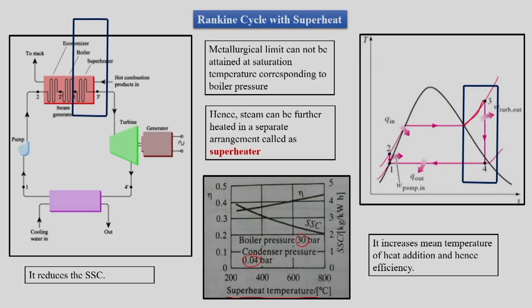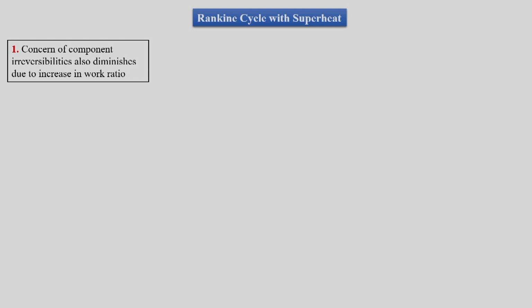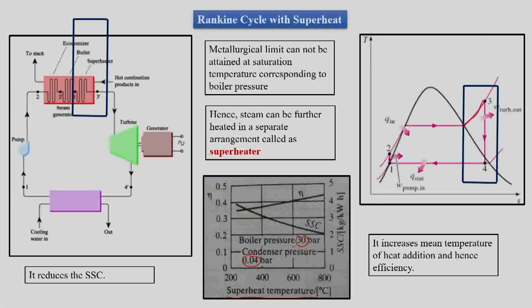at different temperatures. So, there are certain points to be noted with superheat, that concern of component irreversibilities gets diminished with increase in work ratio. As we can see, earlier we had stopped for the Rankine cycle over here, we have turbine over here, but now due to addition of superheat we have got turbine over here. So what has happened? Turbine work has increased from here to here, but pump work is same.